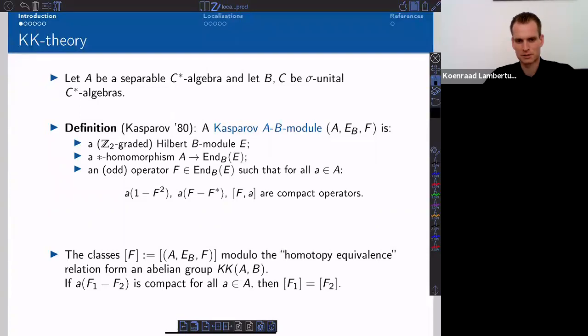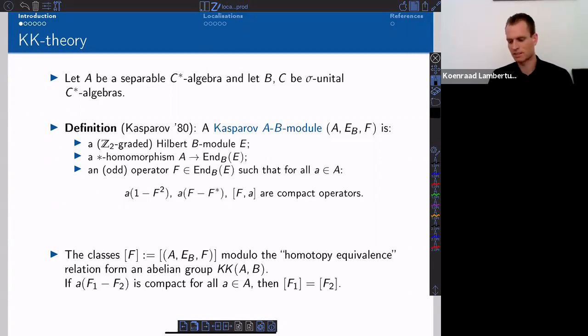Here there are in particular two special cases. If A is just the complex numbers, then this is just the usual K theory of the C-star algebra B. And if B is just the complex numbers, then this is the K homology of the algebra A. So KK theory combines both K theory and K homology into one unified bivariant theory.